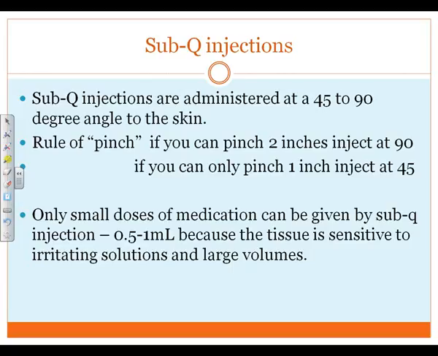Only small doses of medication can be given sub-Q, so no more than a milliliter, because we talked about that earlier. The rule of the pinch: if you pinch up 2 inches, then you give it at a 90 degree angle. If you pinch up 1 inch, you can give it at a 45. In the arm, it's not given here, it's actually given in the back of the arm. So if you pinch the back of the arm and there's 2 inches of tissue, then a 90 degree angle is completely fine. If you've only got a little bit of tissue, then you're going to use a 45 degree angle. Does that make sense?